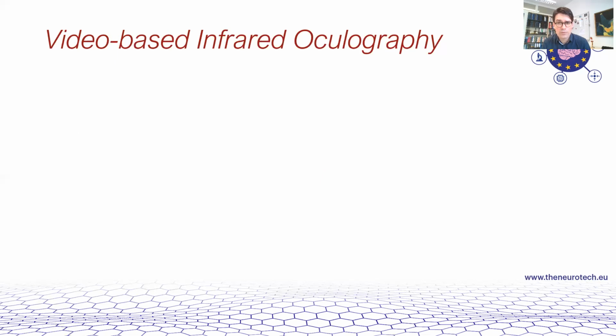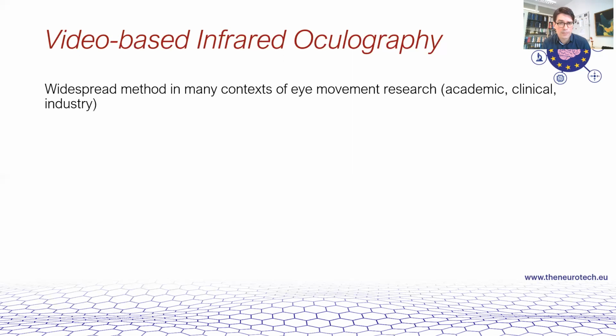Let me now introduce one of the main, if not the main method in human oculography at present. And this is the video-based combined pupil and corneal reflection tracking method. This is a very widespread approach in many contexts of eye movement research, in academic, basic science research, and clinical research, but also in applied settings, such as in the industry.